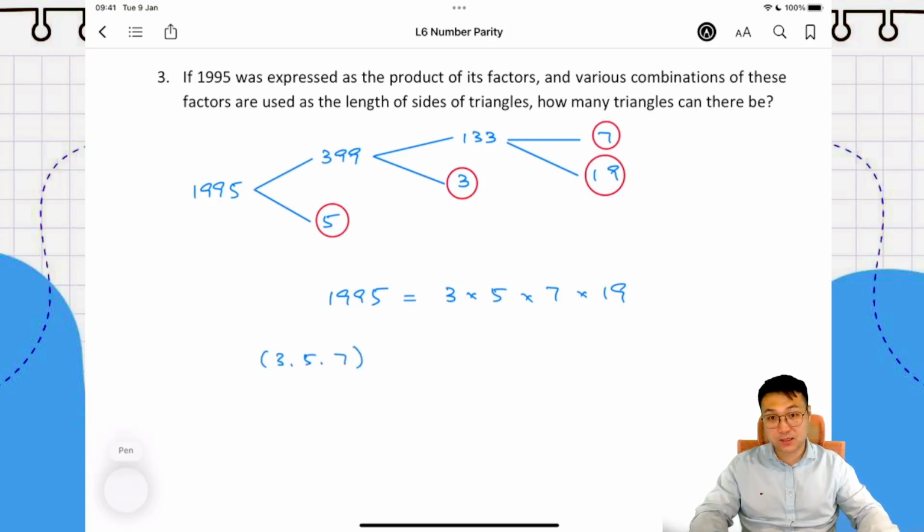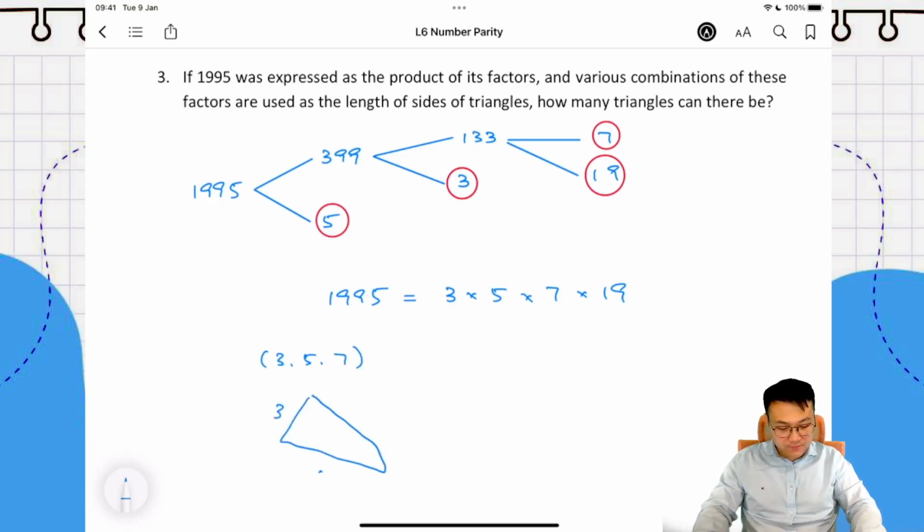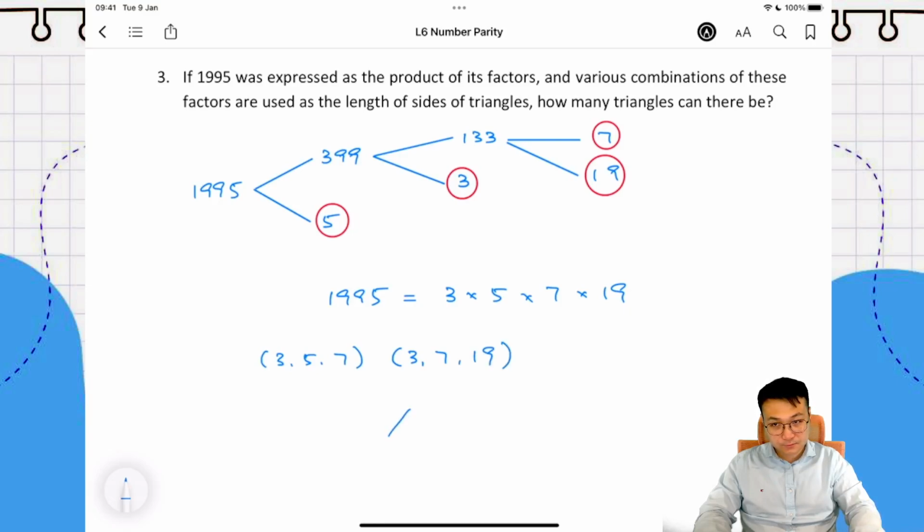That will give us a triangle, right? We can form a triangle with sides 3, 5, and 7. No problem. Can we form a triangle with the sides 3, 7, and 19? Yeah. Oh wait, sorry, not 3, 3, 7, and 3.